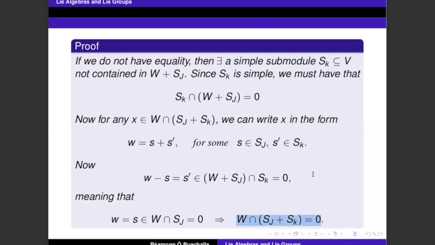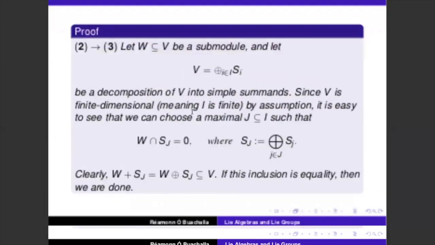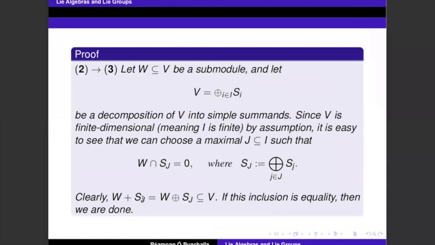Okay, good. So let's just go back one step and recall what has happened here. We constructed this S sub j. We want to show, let's go back to the slide, we constructed this S sub j, and we want to show that this inclusion is an equality. And then this S sub j will be the complement to W that we're looking for.